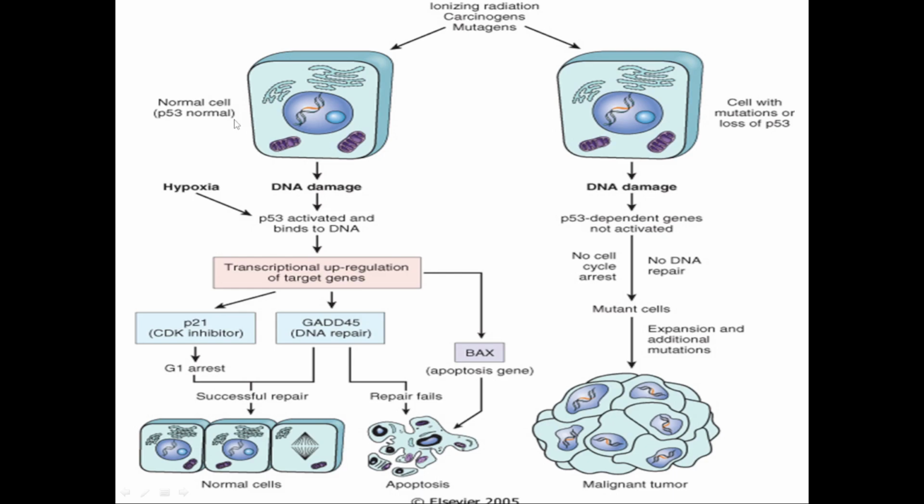So under normal conditions, DNA damage or hypoxia leads to activation of P53. This leads to transcription and upregulation of target genes: P21, which is a cyclin-dependent kinase inhibitor, and the DNA repair genes. If successful repair happens, the cell cycle continues.